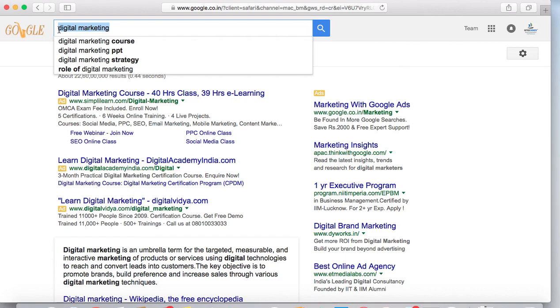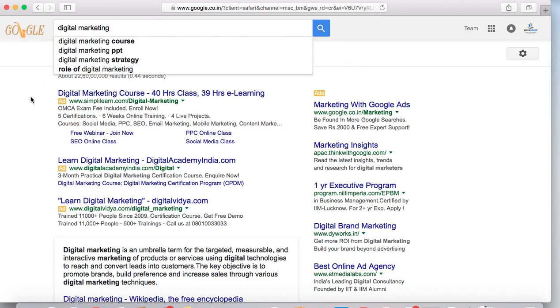Now, what is the benefit of the long tail keyword? Because a long tail keyword is quite specific, it narrows down the search result. Whoever is searching with these long tail keywords is really interested and has this requirement. So if you come at the top of the SERP, the search engine result page, there is a better chance of conversion. Long tail keywords are specific and will give you more and more conversion.